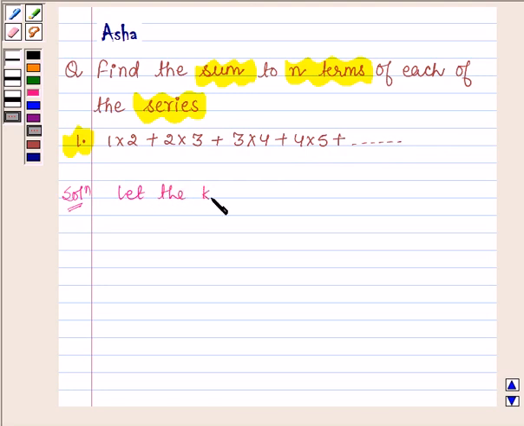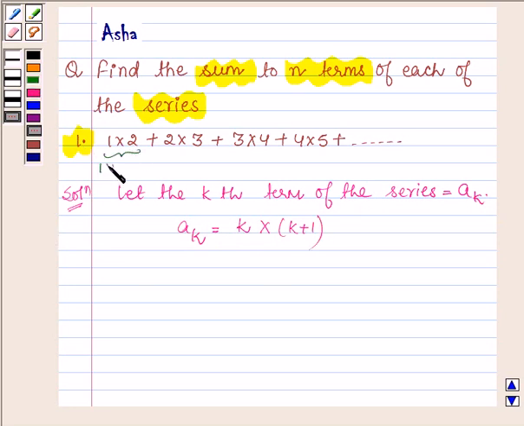And let the kth term of the given series be denoted by ak. So the general term ak will be equal to k into k plus 1, since the first term can be written as 1 into 1 plus 1. Second term can be written as 2 into 2 plus 1. Third term can be written as 3 into 3 plus 1. Fourth term can be written as 4 into 4 plus 1 and so on.